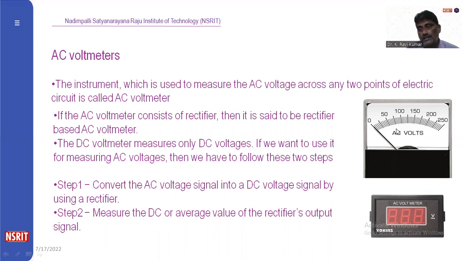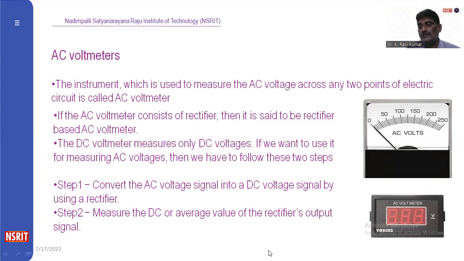This will also follow the D'Arsonval principle. This is the scale. If you apply current to the coil, we have a coil placed in between two permanent magnets. When we connect the two terminals of the voltmeter to the circuit in parallel, the current will flow through the coil. Based on the applied current, the pointer will be moved.